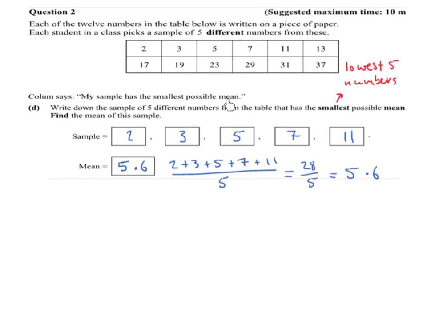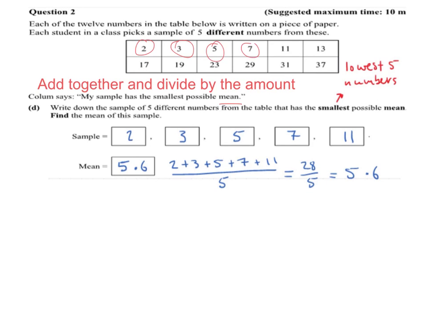So to find the mean of a set of numbers, we add them together and we divide by the amount of numbers. So if we want to find the smallest possible mean, we need to choose the lowest 5 numbers in our list. So the lowest 5 numbers in our list are 2, 3, 5, 7 and 11. So we put those numbers into the boxes, 2, 3, 5, 7 and 11.